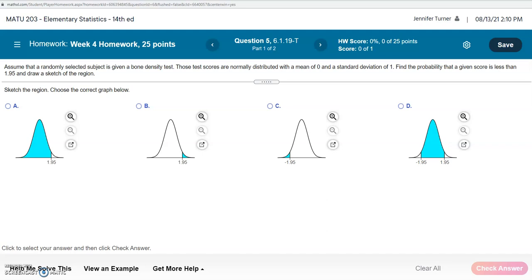So let's take a look at some calculations for probabilities using the normal distribution. So this question says, assume that a randomly selected subject is given a bone density test. Those test scores are normally distributed with a mean of 0 and a standard deviation of 1. Find the probability that a given score is less than 1.95 and draw a sketch of the region.